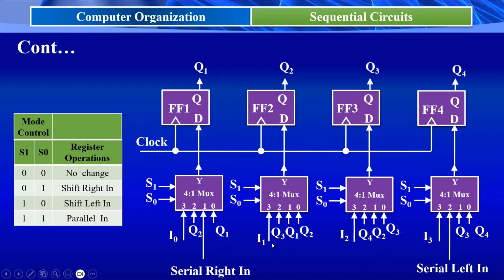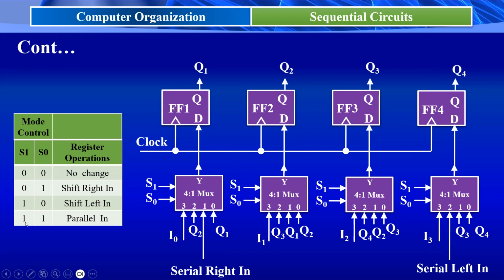If it is 1, 0, then we are selecting the second input. Here the task is shift left, so at the second input, I'll apply the serial left in data. For this mux, the second input is nothing but Q4. And for this mux, Q3 is applied. And for this mux, at the second input, Q2 was applied. And from this Q1, we are taking data from the register.